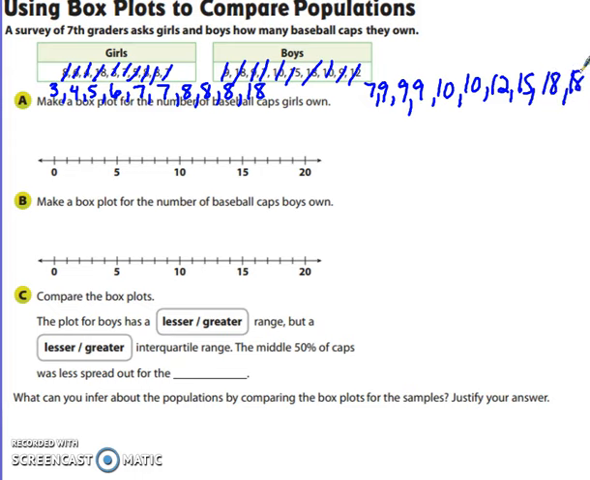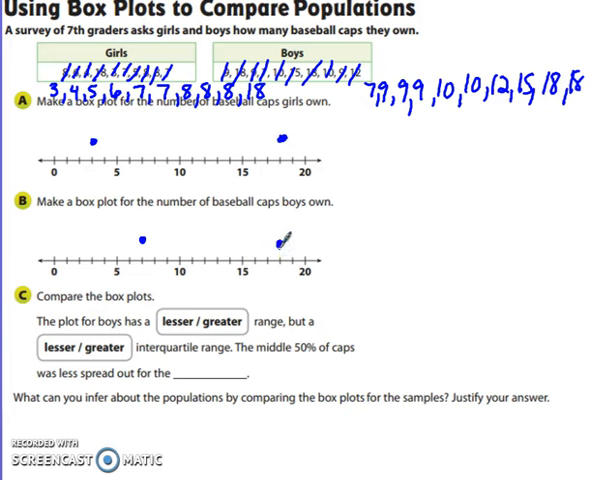All right, so when we are plotting this, we need to first identify the least number. The least number for the girls was 3. So 1, 2, 3. Make a dot. The greatest number was 18: 16, 17, 18. All right, then we could do the same thing for the boys. The least number is 7: 6, 7. The greatest number is 18: 16, 17, 18.